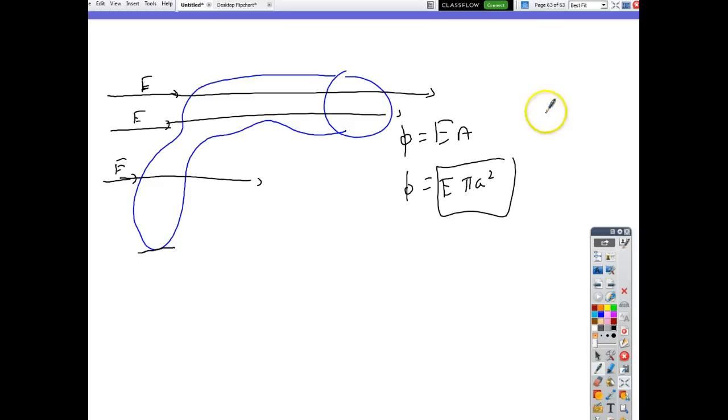Think about the units. The units are Newton meters squared per coulomb. What the heck are we talking about even? That's the number of lines traveling through that space. But bear with me. I'm only halfway through.